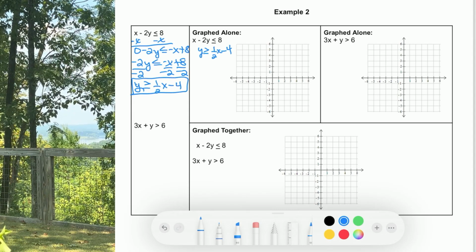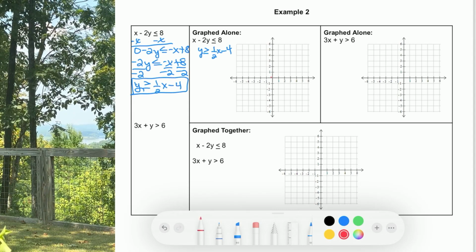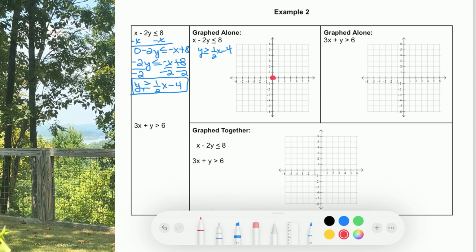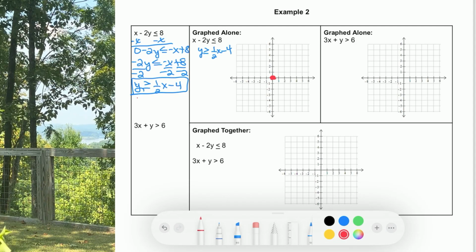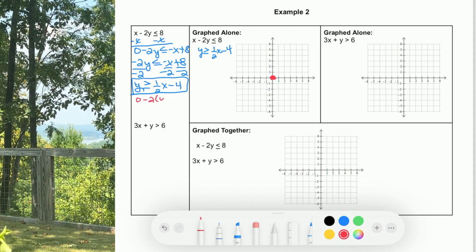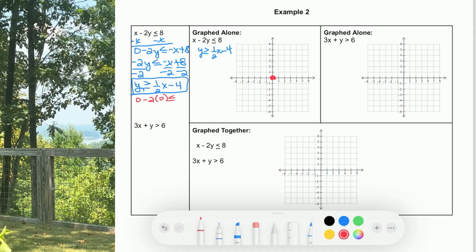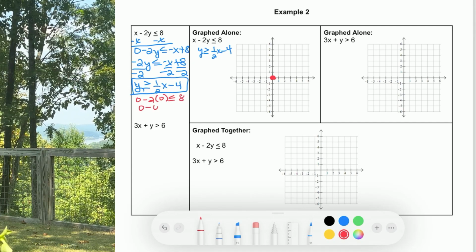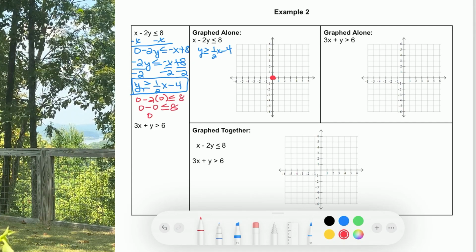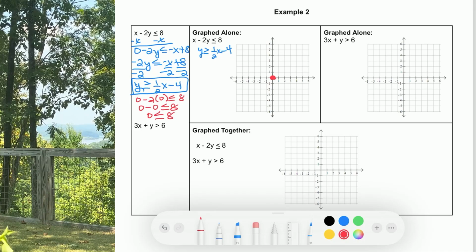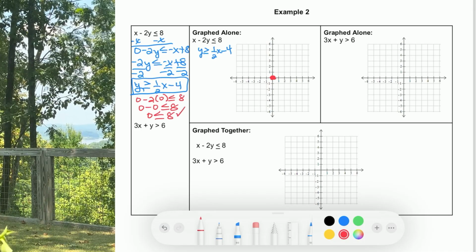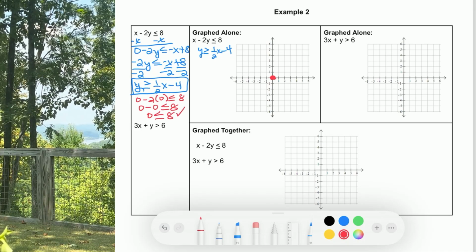Let's go ahead and test the ordered pair 0, 0 and see what we end up with. 0 minus 2 times 0 is less than or equal to 8. 0 minus 0 is less than or equal to 8. 0 is less than or equal to 8. So yes, that is true. So when we get to our shading, we'll know where to shade.